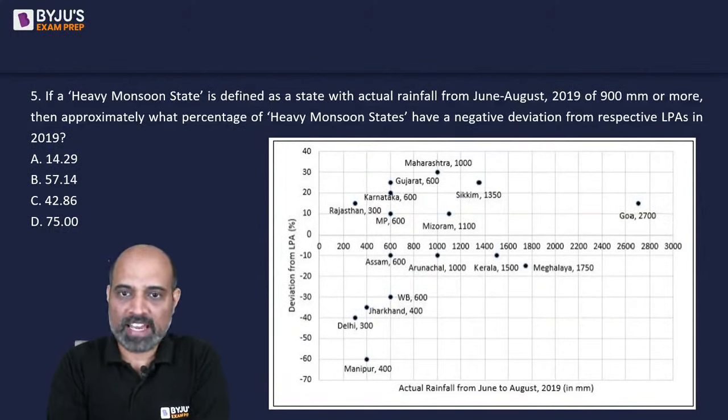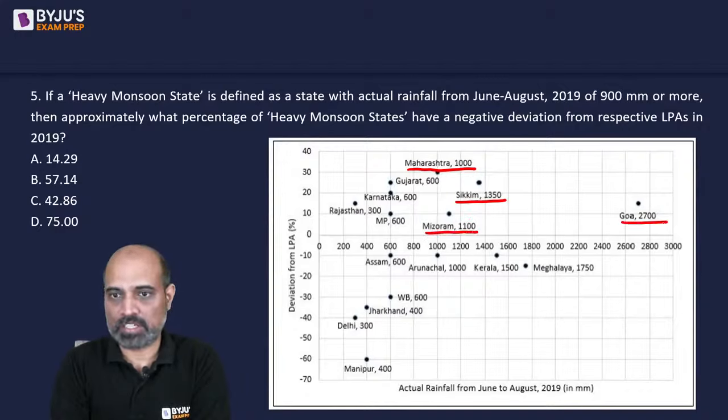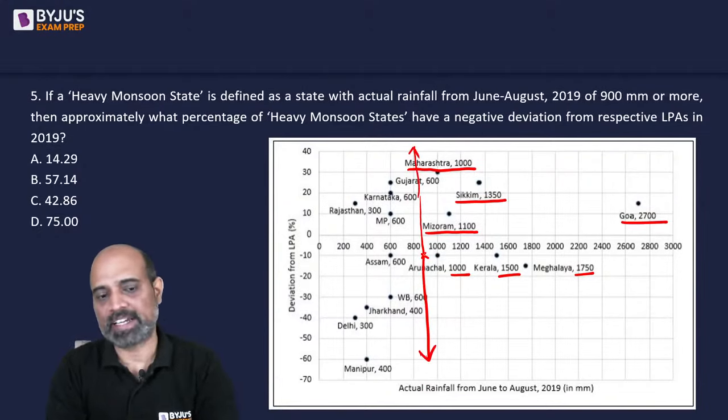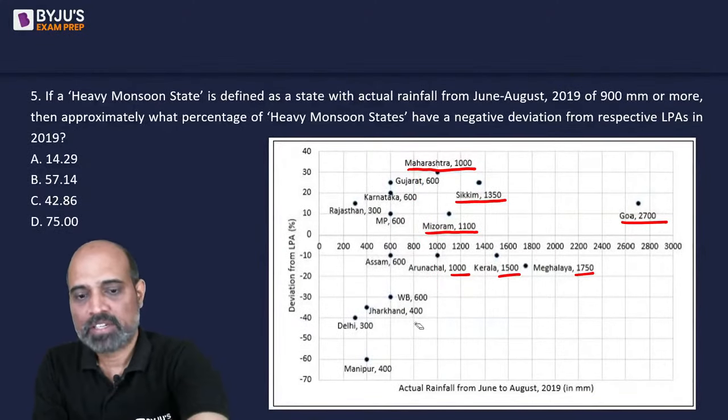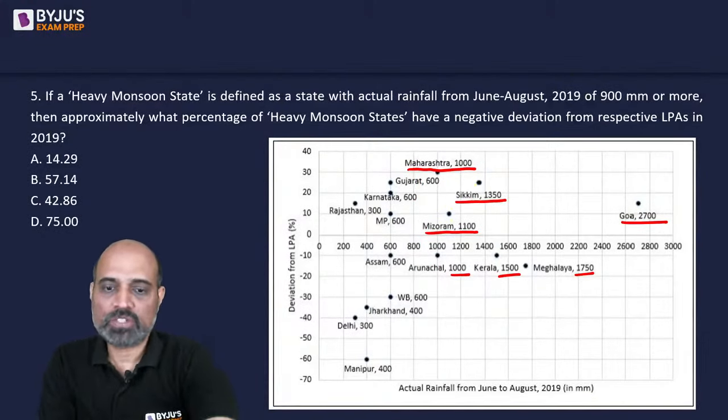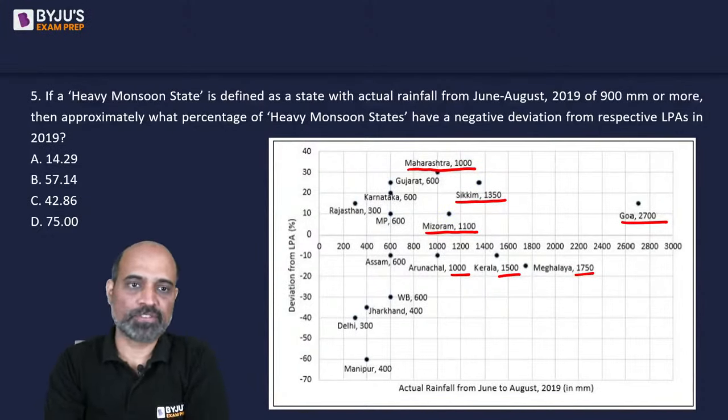So 900 mm or more we have is Maharashtra, then we have Sikkim, we have Mizoram, 3 states, then we have Goa, Arunachal, Kerala and Meghalaya. This is obvious, right? 800 इधर है, 900 है, तो इसके right में जितने भी states पड़ेंगे, those all are the states that have actual rainfall of more than 900. ठीक है? So these are what we have.